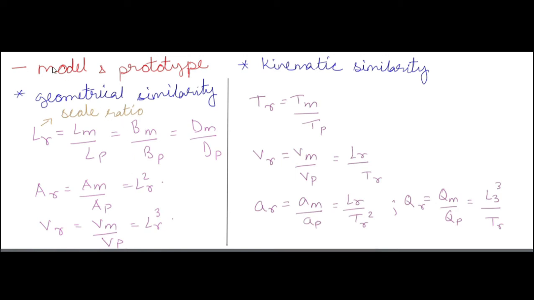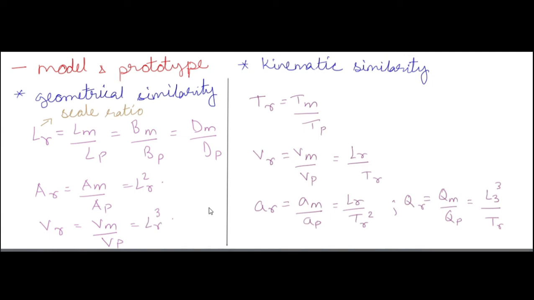So the similarity between model and prototype: first one is geometrical similarity. Length ratio is equal to length of the model by length of the prototype, or breadth of the model by breadth of the prototype, or depth of the model by depth of the prototype. D can be depth or D can be a diameter also. Length ratio is known as the scale ratio. Second, we have area ratio. Area ratio is area of the model by area of the prototype, which is equal to length ratio whole squared. We have volume ratio, which is volume of the model by volume of the prototype, equal to the cube of length ratio.